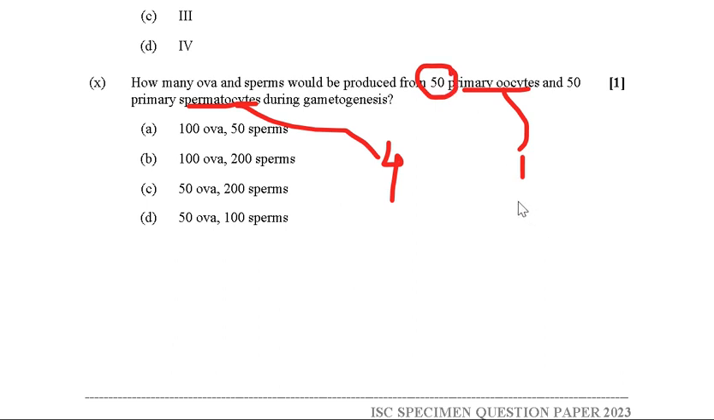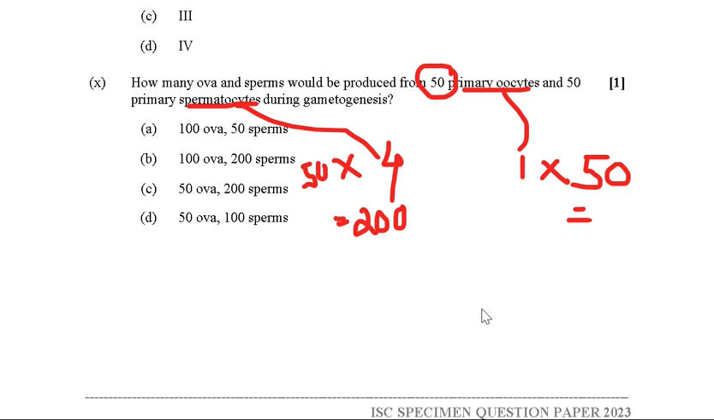So 50 primary oocytes produce 1 into 50, which is equal to 50 egg cells or ova. But in case of spermatocytes, 50 primary spermatocytes produce 50 into 4. That means 200 sperms. So 200 sperms are formed from 50 primary spermatocytes, and 50 egg cells or ova are produced from 50 primary oocytes. Now we have to check where it is given. So we actually got 50 ova and 200 sperms. Here in option C, you can see it is given 50 ova from 50 primary oocytes and 200 sperms from 50 primary spermatocytes. So this option is correct.